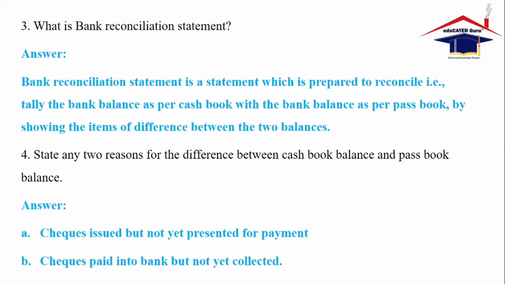Next, state any two reasons for the difference between cash book balance and passbook balance. I already explained this in the previous slide. So we'll just go through the points now. Answer, checks issued but not yet presented for payment. So when check is issued, it is recorded in the cash book, but in the passbook of the bank, it is not recorded because it is not yet presented. So there is a difference between the bank balance as per cash book and bank balance as per passbook. Next, checks paid into bank but not yet collected. Hope that is clear to you all.